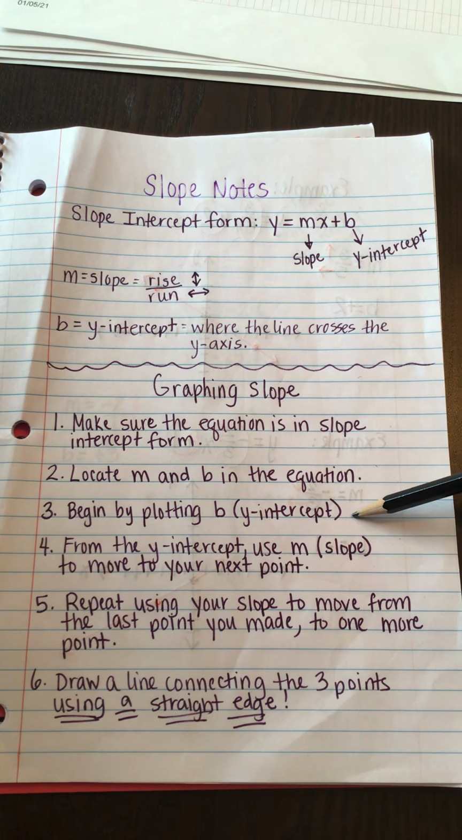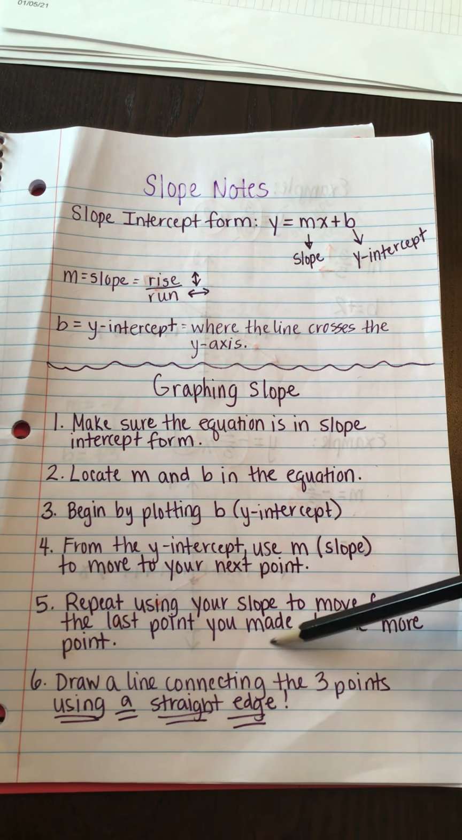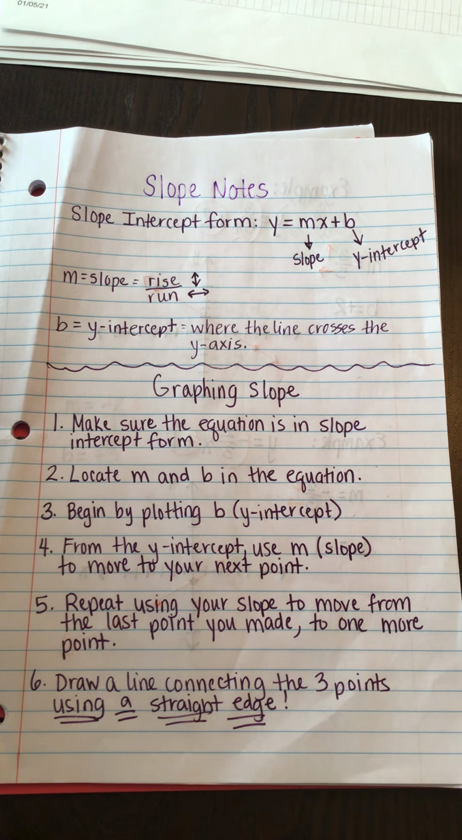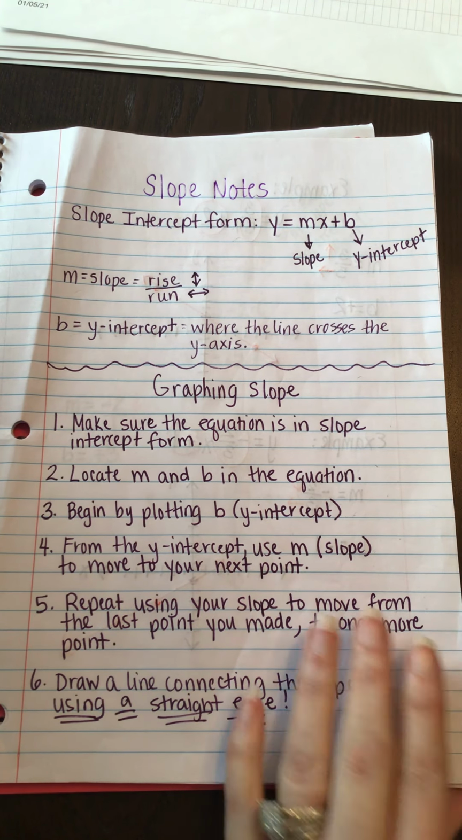Step 3 is that you're going to begin by plotting b on your graph, which is your y-intercept. Step 4 is from that y-intercept, you're going to use your slope to move to your next point. Step 5 would be to repeat using your slope to move from the last point you made to one more point. You also can do a reversal, which I'll talk about on the next page. Your last step would be to draw a line connecting the 3 points using a straight edge. Very important. Go ahead and pause the video to continue writing. Press play when you're ready to move forward.